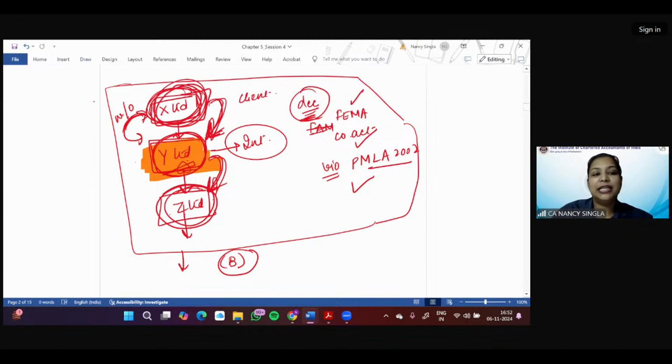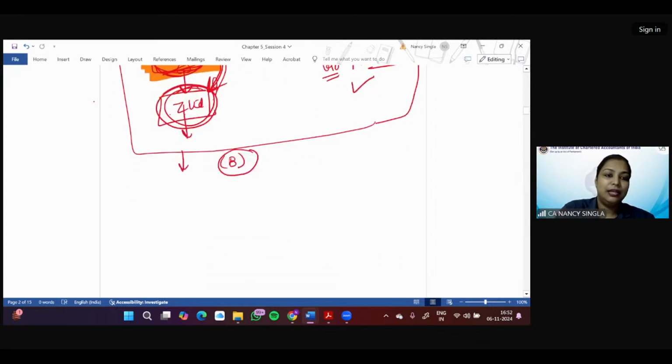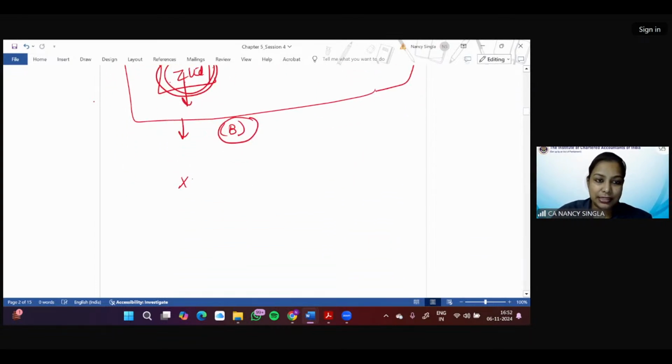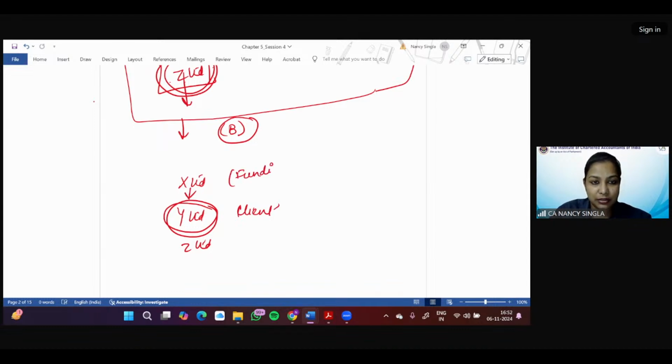So it basically says where the company has received any funds from any person or entity, including a foreign entity. The funding party is now X Limited, right? So let me just make it again: X Limited, Y Limited, and Z Limited. So this is our client now. So the company has received funds from, this is now what? Funding party.